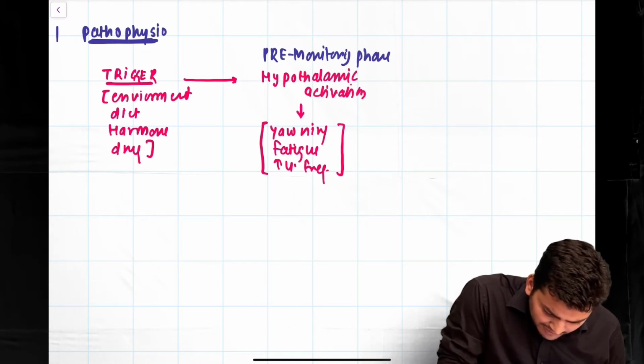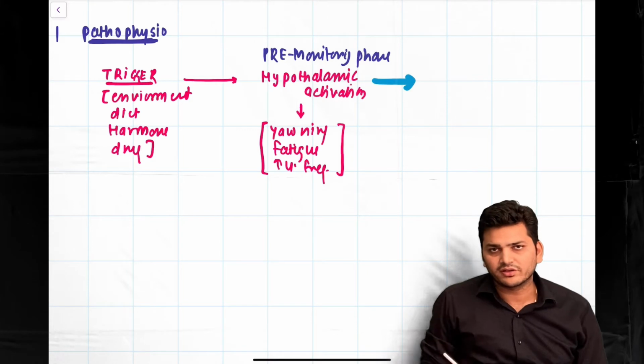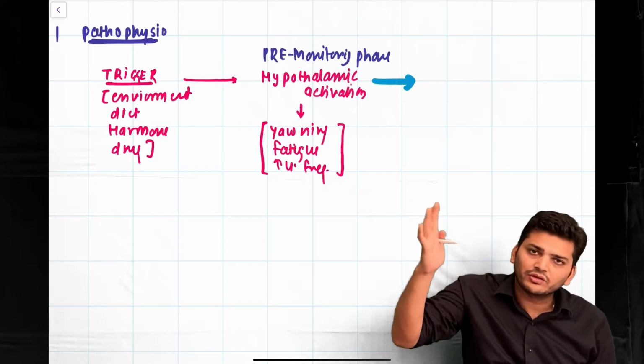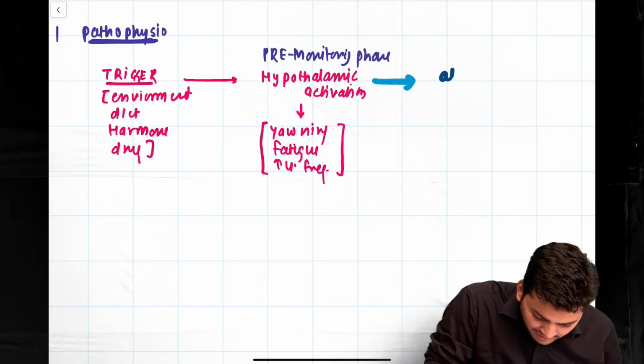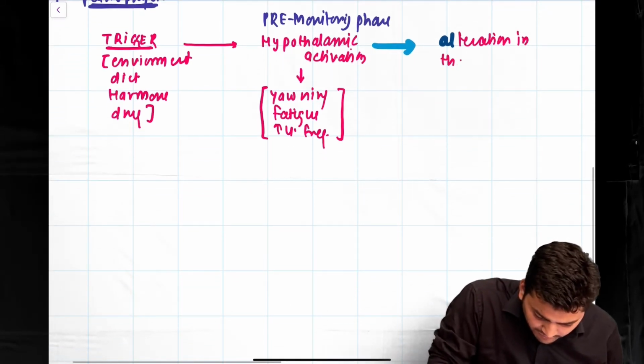Because hypothalamus is related to thalamus, and that is related to cortex. Hypothalamus, thalamus and cortex. So because there is alteration in the hypothalamus, it is going to alter the activity of the thalamus and cortex as well. So because of that, what is going to happen is there is alteration in the thalamocortical circuit.